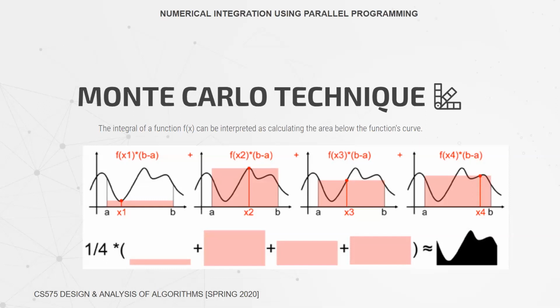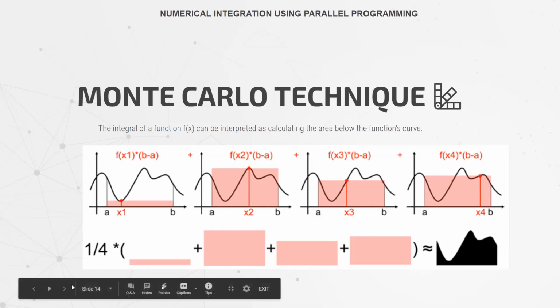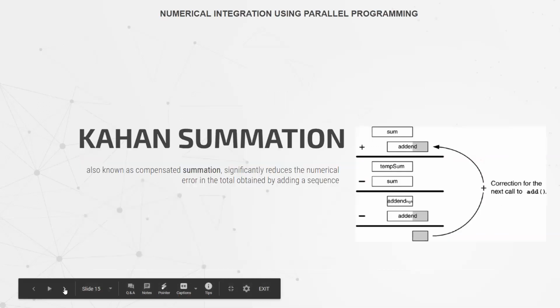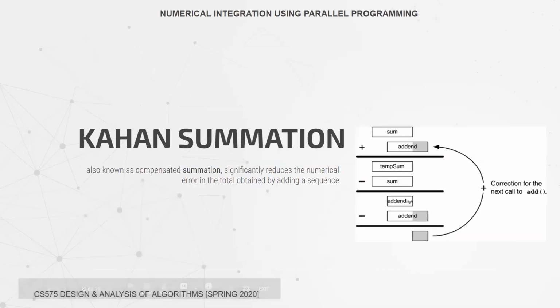The most fascinating thing about this integration technique is that the more random points we use for this calculation, the more accurate the integration result we get, and that's why it's a very intuitive technique. And one of the important algorithms used in this technique was the Kahan summation, and Ketan will explain the Kahan summation algorithm.